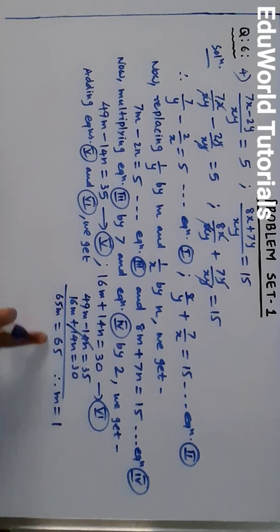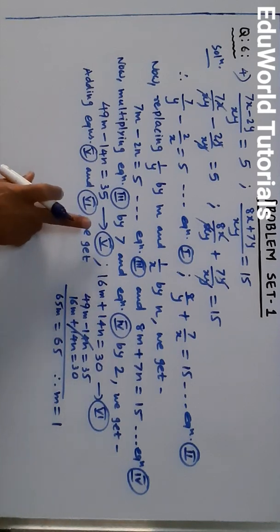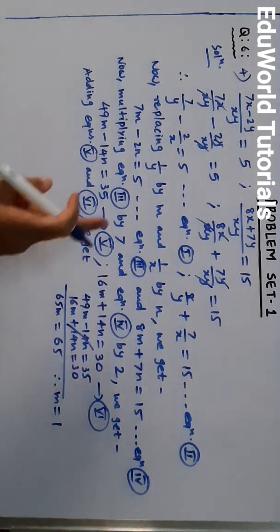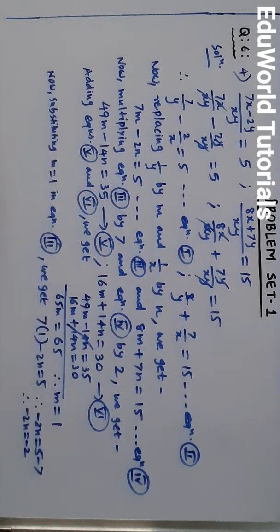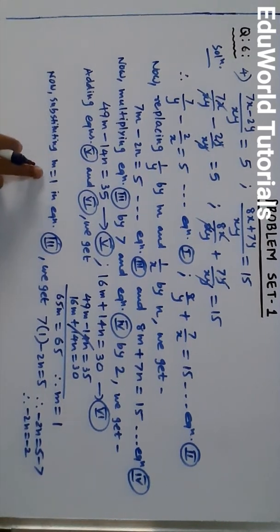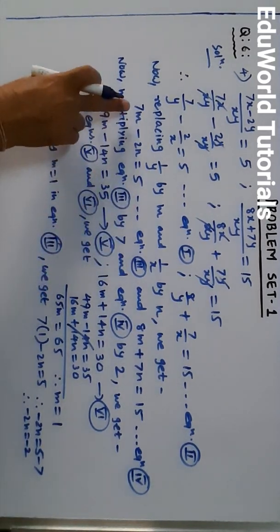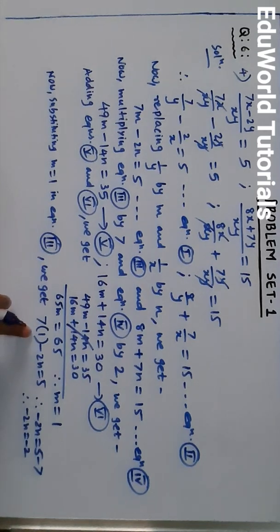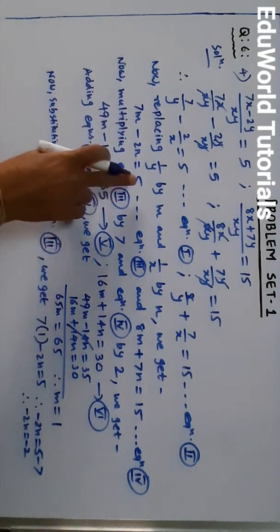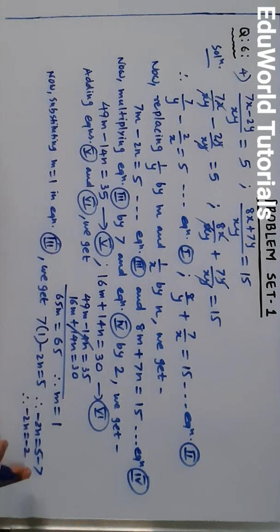To get n, we put m equal to 1 in equation 3 or 4, the smaller equations. So substituting m equal to 1 in equation number 3: 7 into 1 minus 2n equal to 5. So minus 2n equal to 5 minus 7, minus 2n is equal to minus 2. Therefore n will be equal to 1. So m is 1 and n is 1.